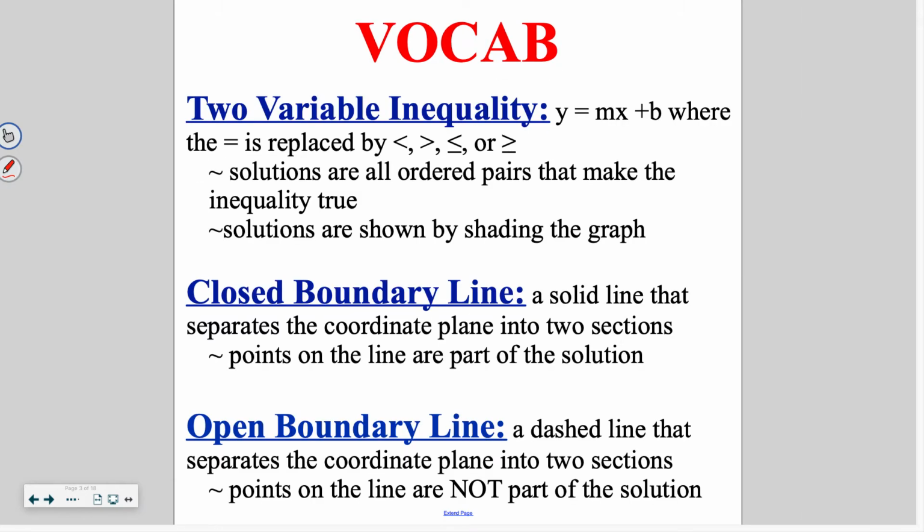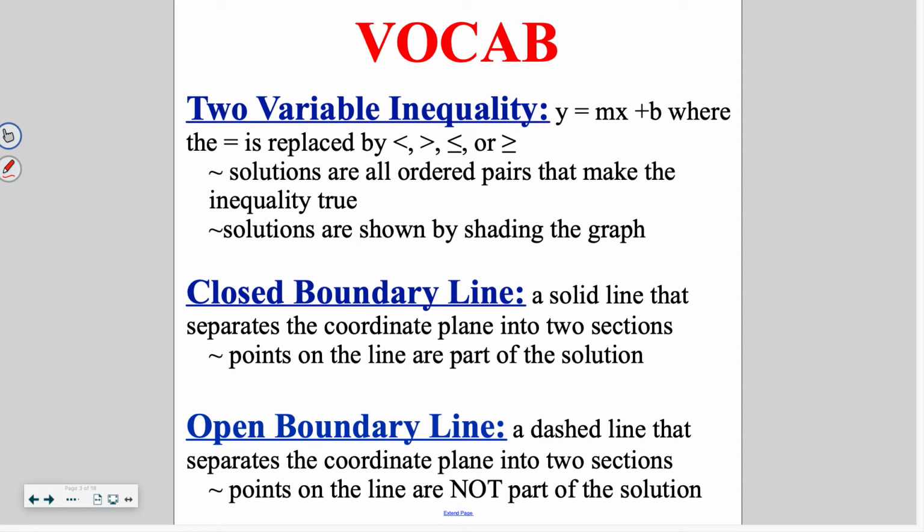An inequality with two variables is in the form y equals mx plus b, but the equal sign has been replaced with less than, greater than, or less than or equal to. So this is what happens when we have linear equations on the coordinate plane, but instead of an equal sign, we have one of our inequality symbols. The solutions are all of the ordered pairs that make the inequality true.